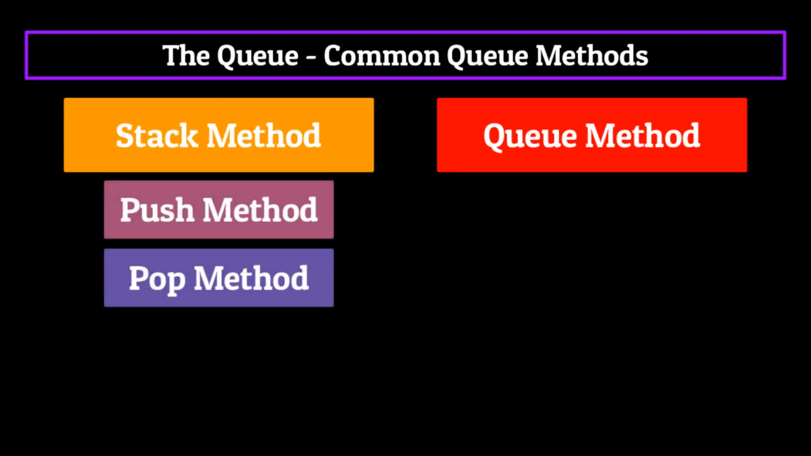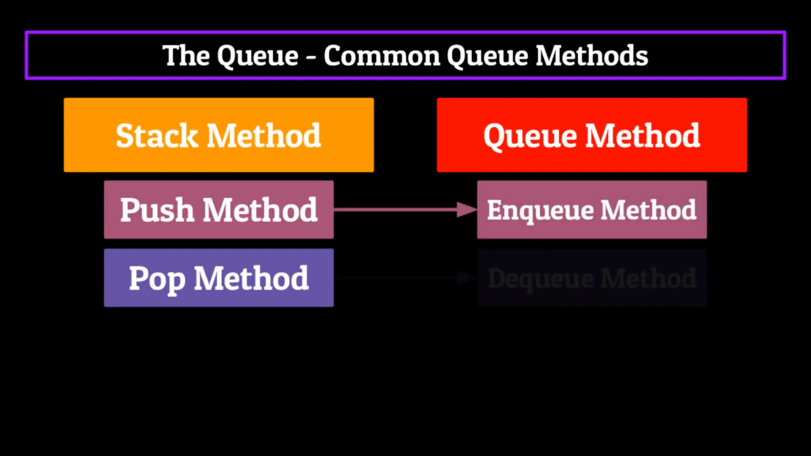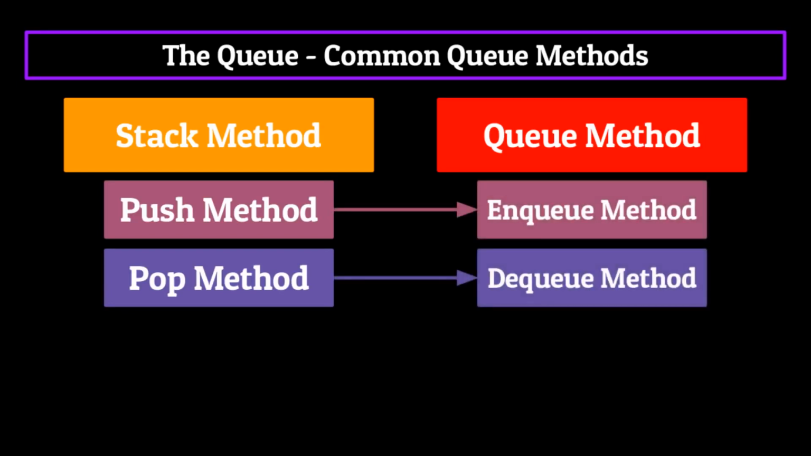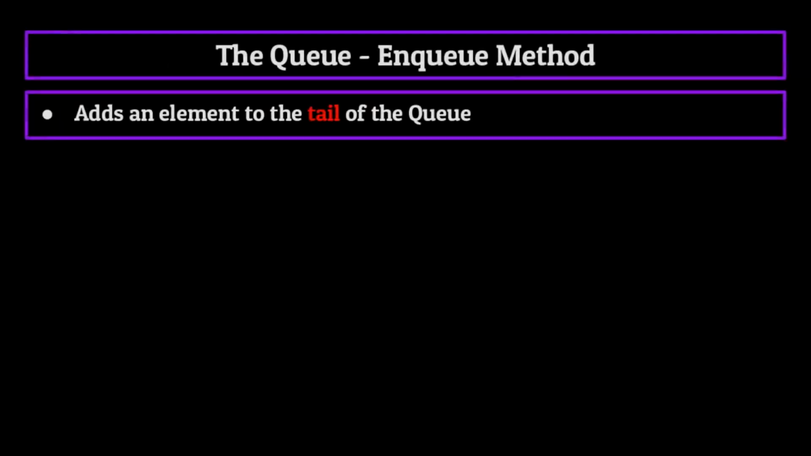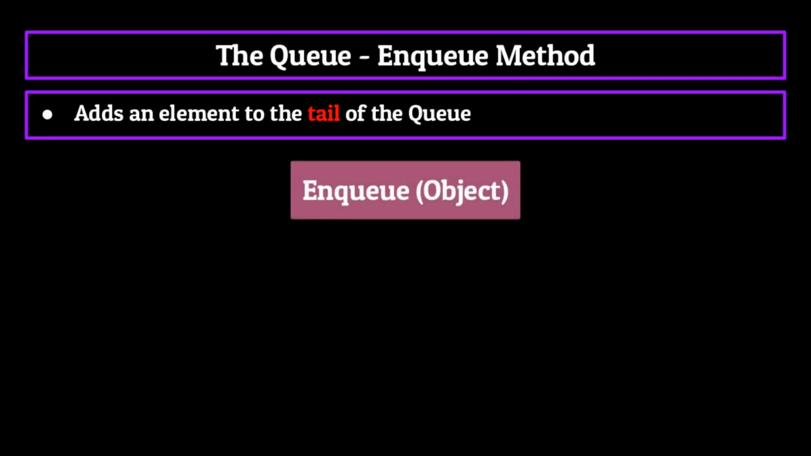In contrast, with the queue, we add elements using onQueue and remove them using dqueue. In addition to these two methods, we're also going to cover peek and contains, which if you watched the previous segment should look pretty familiar. Alright, let's start. OnQueue is the first method and the one we use to add elements to the tail of the queue. It takes in an object to put at the end of the queue and simply adds that object while also increasing the size of the queue by 1.